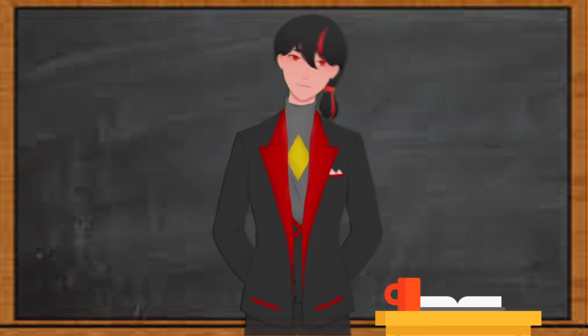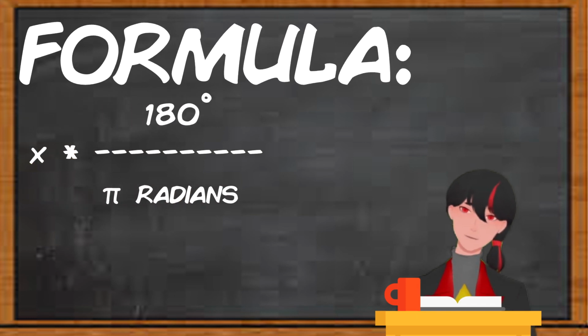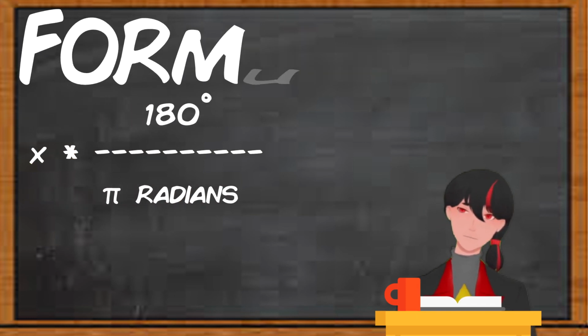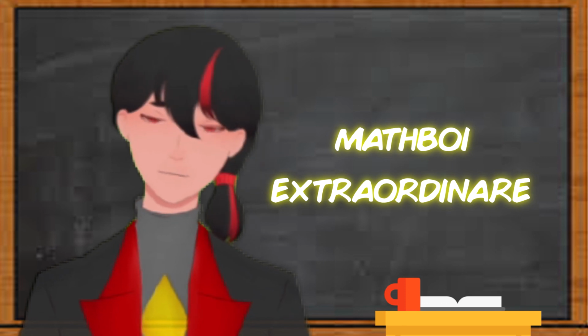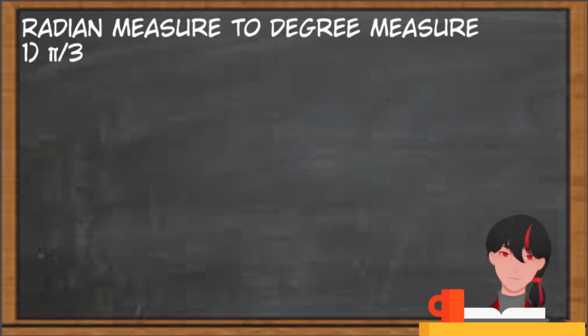For you to convert radian measures to degree measure, it's practically the same thing. The formula goes as you multiply the radian measure by 180 degrees divided by pi radians. Now, like I said earlier, I love calculations, so I'm going to do another segment of examples. So, this is our first example in turning radian measure into degree measure. Our first example is pi over 3, and we have to turn it into degree measure.